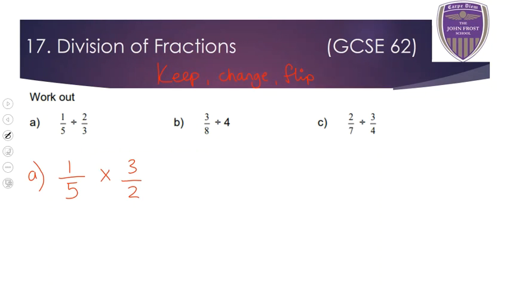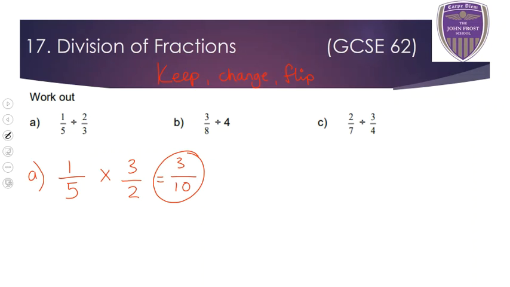Once you've done keep, change, flip, it's just the same as what we looked at in section 16, multiplying. All you do is times the top 2 together and times the bottom 2 together. So 1 times 3 is 3, 5 times 2 is 10. The answer is 3/10.